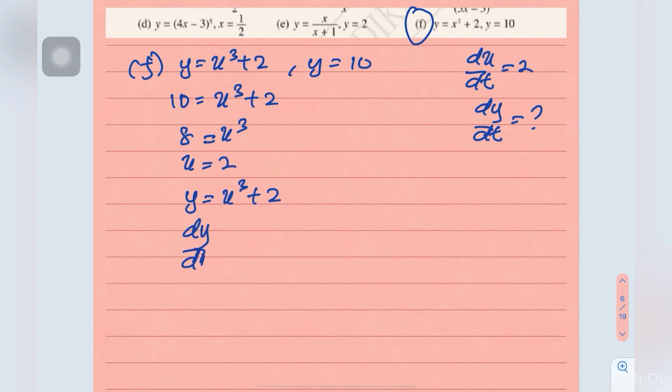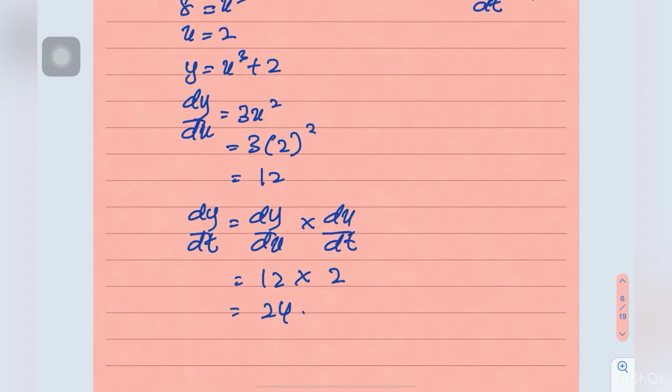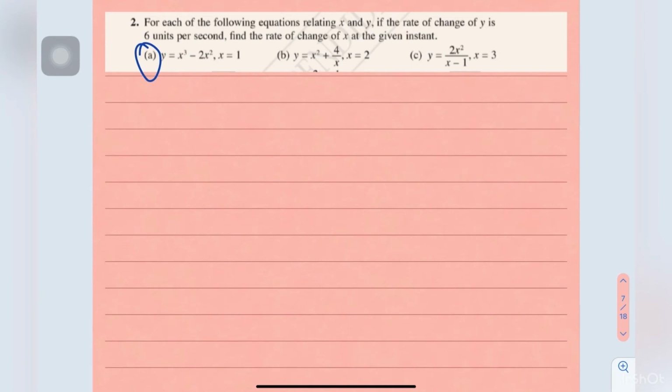dy/dx equals 3x squared. So x is 2, squared, and the answer is 12. Now find dy/dt by using the chain rule: dy/dx times dx/dt. So here we have 12 times 2, which is 24. Okay, now we move to the next question.